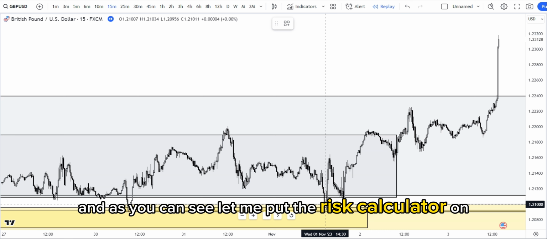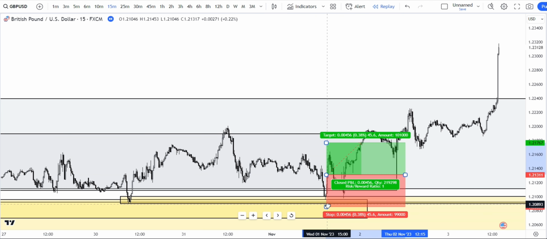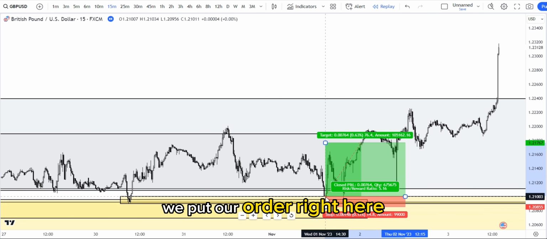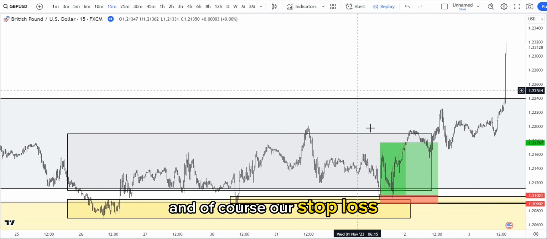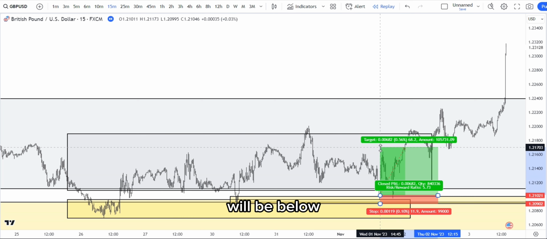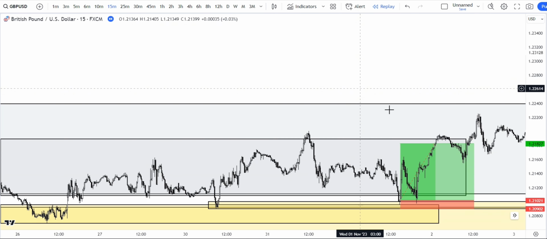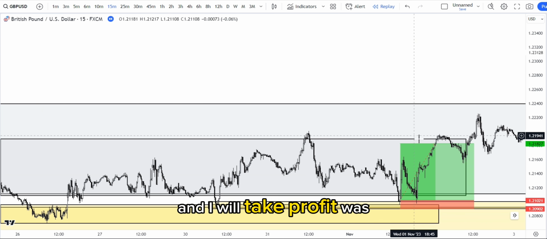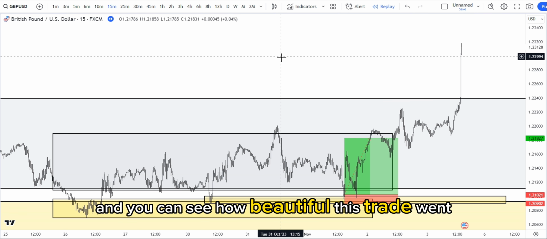and as you can see, let me put the risk calculator on right here. We put our order right here, and of course our stop loss will be below the demand zone. And our take profit was around here at these highs, and you can see how beautiful this trade went.